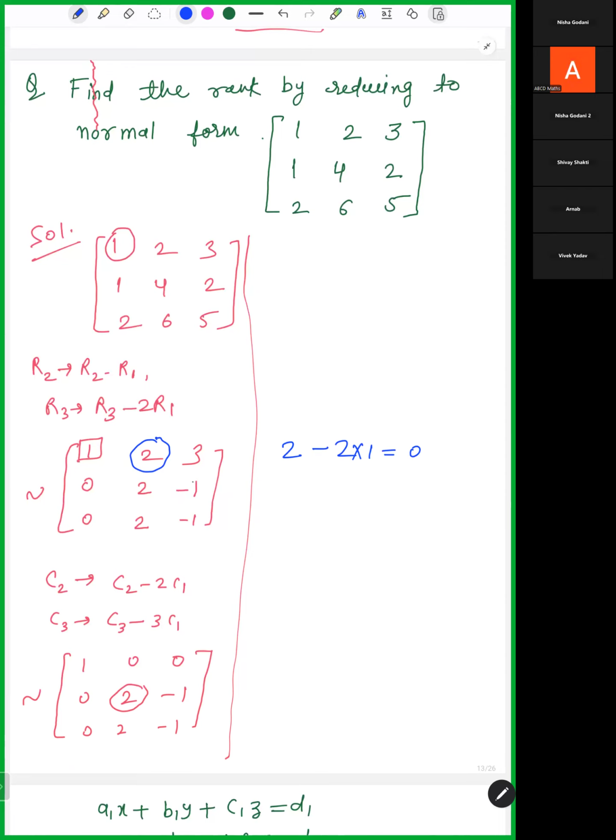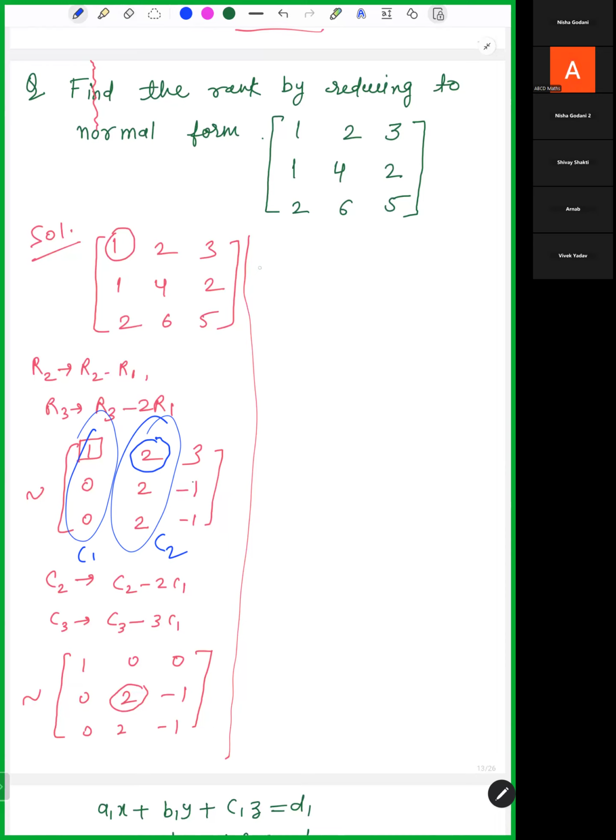Why are you writing 2 minus 4? From where are you getting 2 minus 4? I think you are looking at R2. I'm talking about column, not row. This is column 1, this is your C1, this is your C2. So C2 minus 2C1, you have to perform this operation, no? Okay, you got it, it's good.